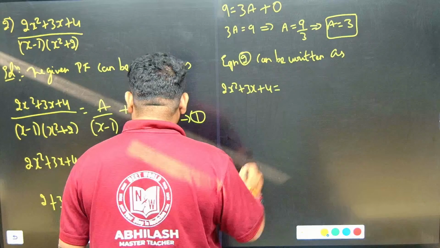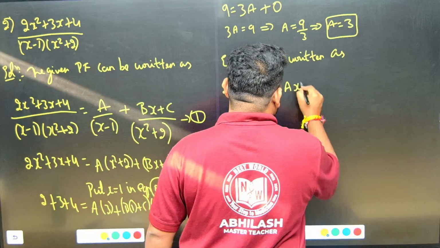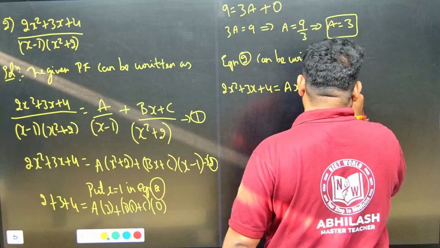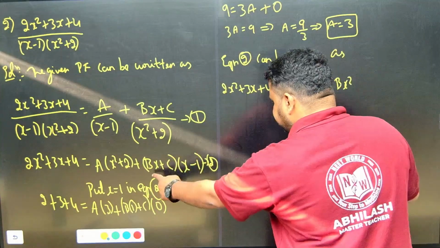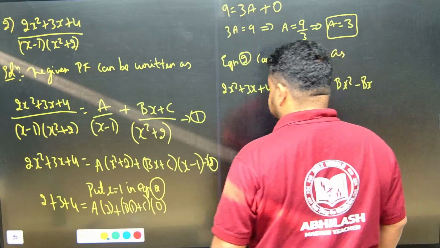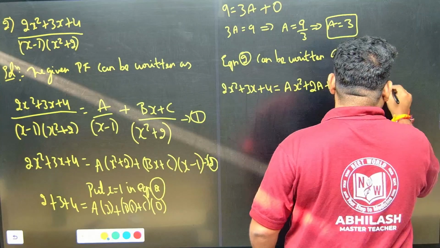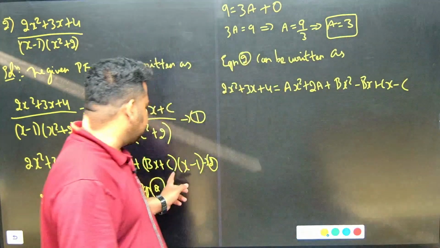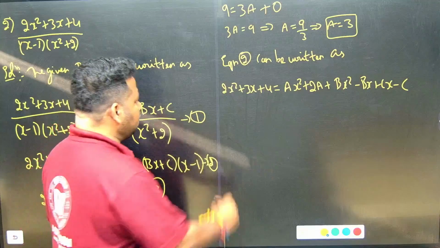So this can be written as a into x square is ax square plus 2a, plus bx into x is bx square, bx into minus 1 is minus bx, c into x is cx, and c into minus 1 is minus c. Now let us write everything together.